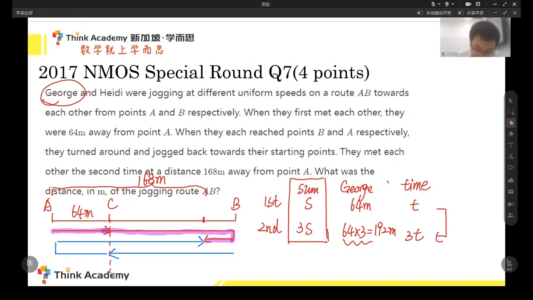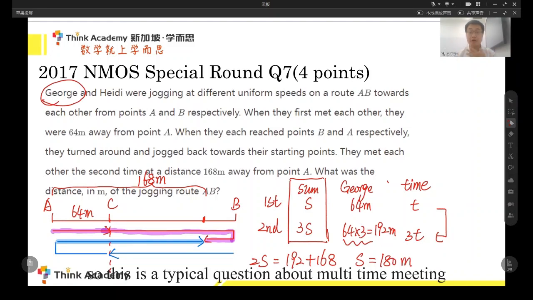So what else do we know? We know that the second time of their meeting, this point is 168 meters from A. So we highlight this part, and this is 168 meters. When putting them together, it will equal 2 times the distance of AB, which is 2 times S. So 2 times S will equal 192 plus 168. Adding them together, then dividing by 2, we have S equals 180.